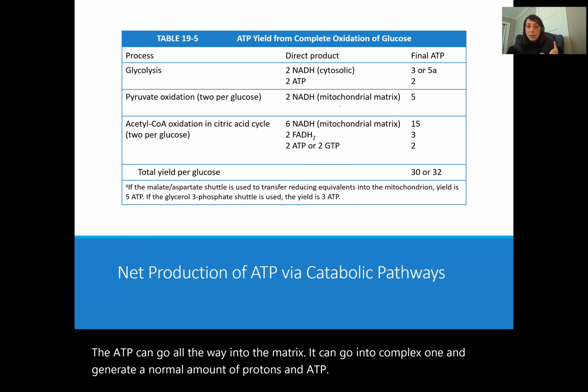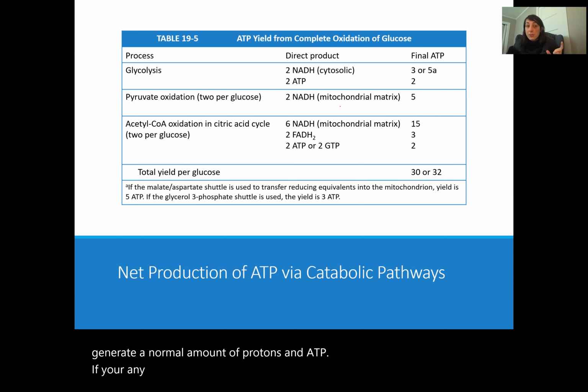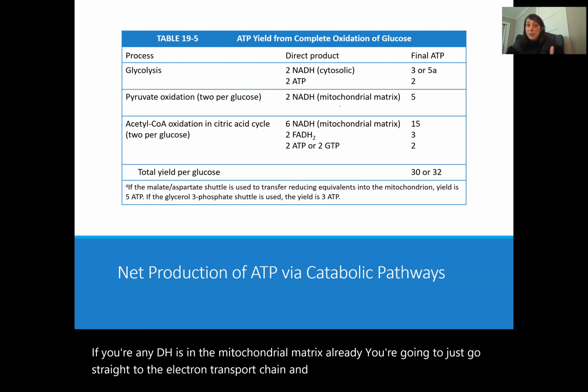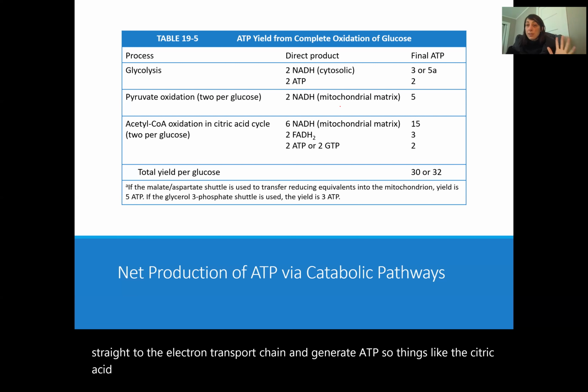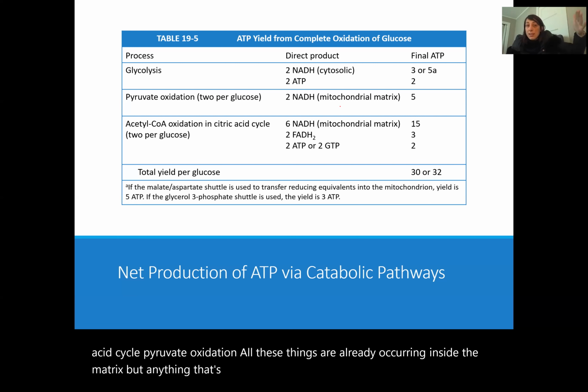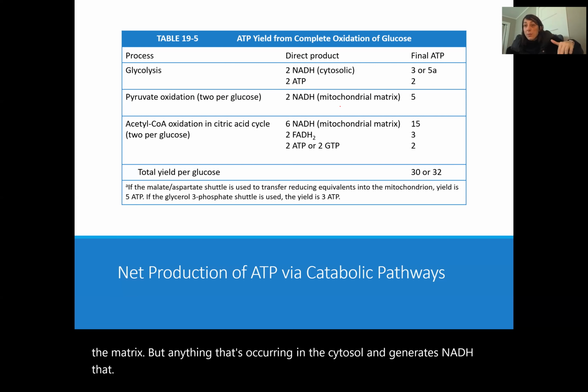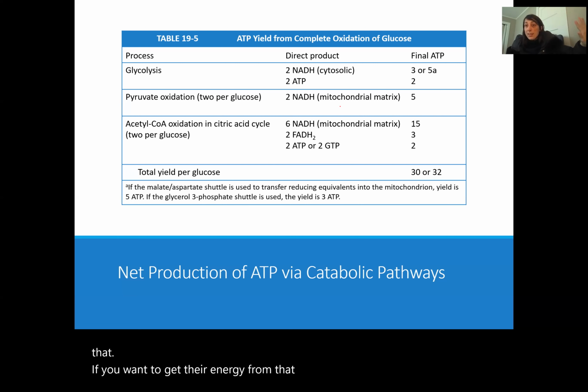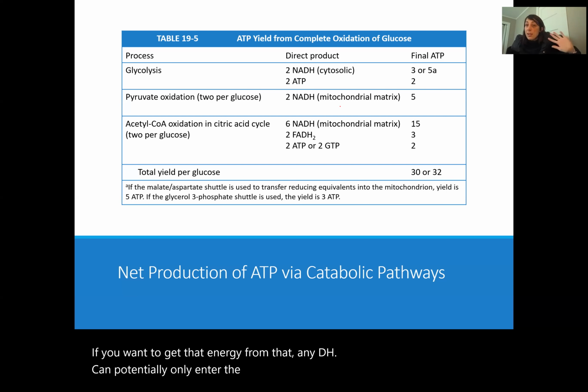So if your NADH is in the mitochondrial matrix already, you're going to just go straight to the electron transport chain and generate ATP. Things like the citric acid cycle and pyruvate oxidation are already occurring inside the matrix. But anything that's occurring in the cytosol and generates NADH, if you want to get energy from that NADH, can only enter the inner matrix and generate ATP through different means, giving you different amounts of ATP.